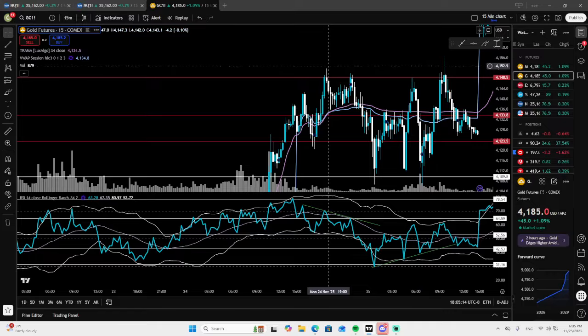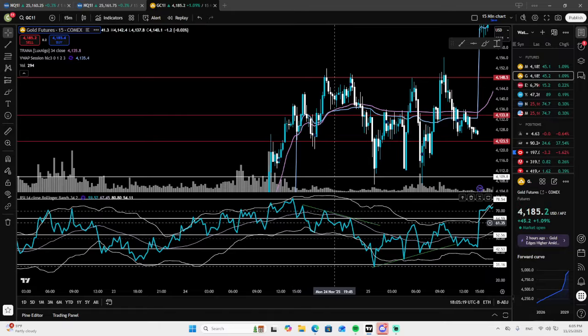A lot of people would be, oh, we'll break this level, I'm going long. No, right? If you come over and look at your RSI, you would have seen that we had this, and you would more so not be looking for longs on the break of that, because we technically failed to break.